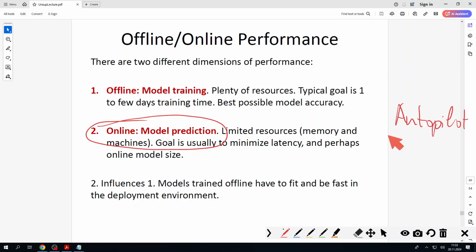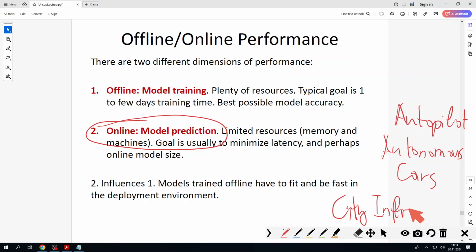and also autonomous cars, and also related to these autonomous cars, city infrastructure like traffic lights and all that stuff that has to consider how much traffic there is, how many pedestrians are waiting for the green light, etc. So this has to be done in real-time mode, or as close to real time as possible.